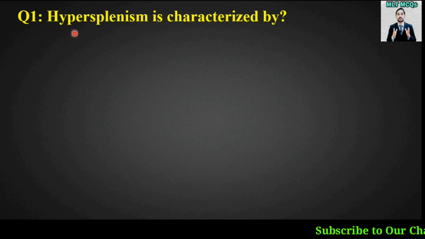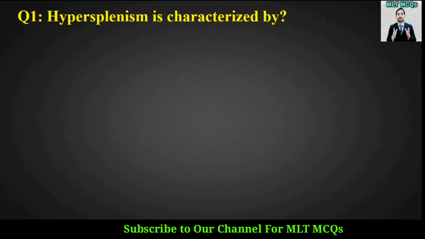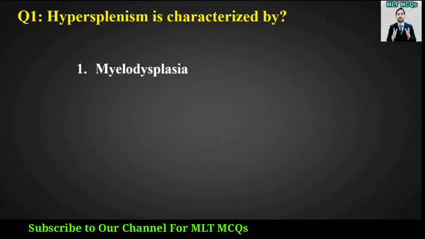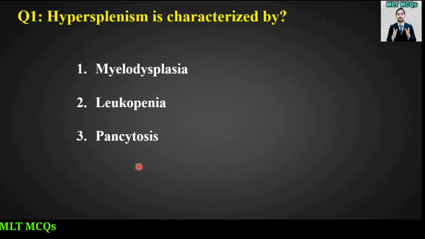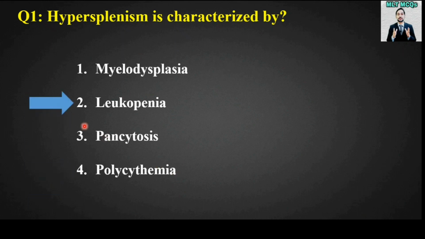Our MCQ number 1 is, hypersplenism is characterized by. Options are myelodysplasia, leukopenia, pancytosis, or polycythemia. And the right answer for this MCQ is option number 2, leukopenia.